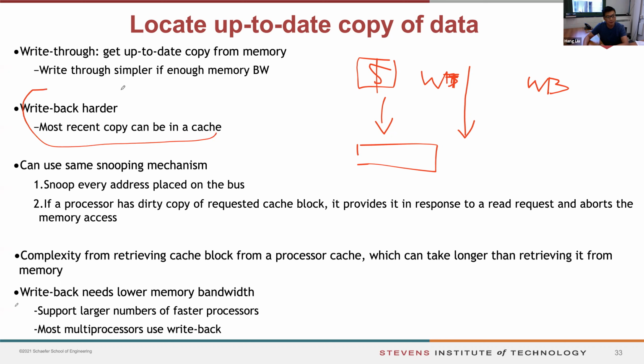So you can see that in write through, the copies are always synchronized, consistent between cache and memory. In write back, it's typically not consistent, like only the cache holds the up-to-date copy, right? Both of them can use a snooping mechanism, snooping every address placed on the bus. If the processor has a dirty copy of the requested cache block, it provides it in response to a read request and aborts the memory access. Okay, if it is not write back, then you can get it from the memory.